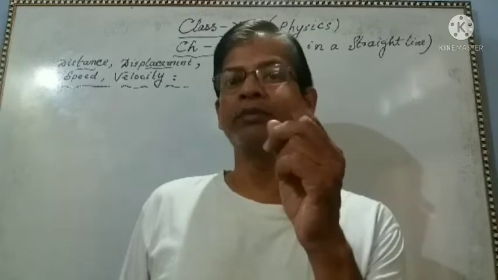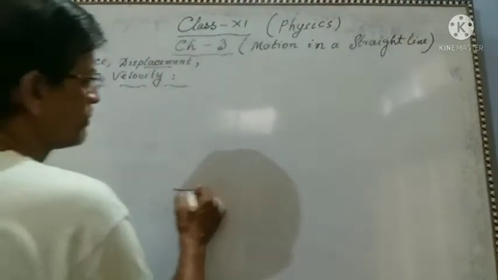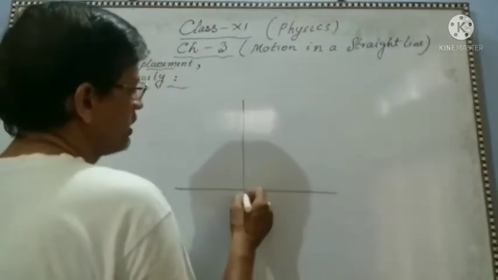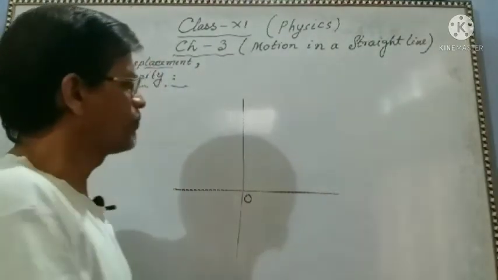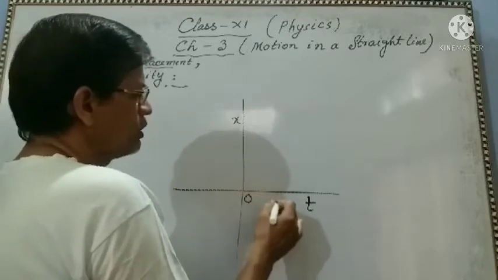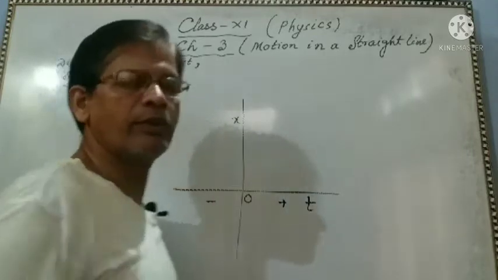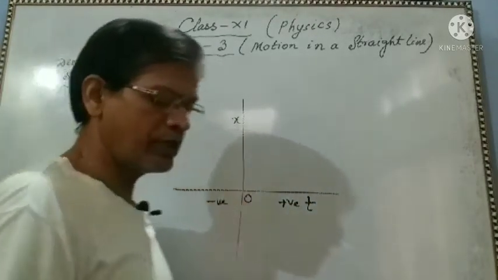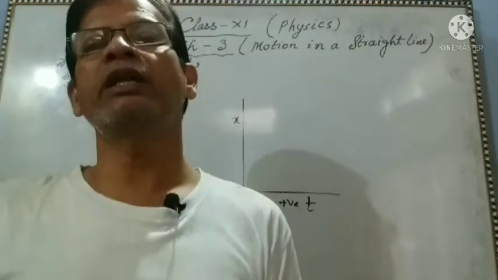And suppose this is the time axis. This is the origin, so this is negative. This is time, this is displacement. So this is positive, this is negative. How will you express negative? Negative means he reached that point before the reference time.